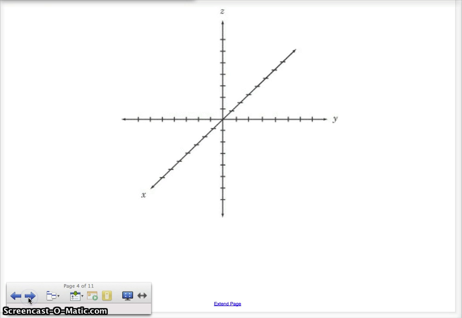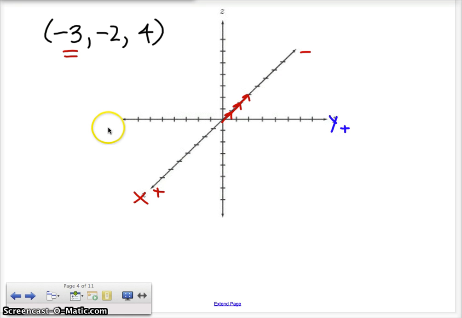Okay, let's do an example. Let's plot the point -3, -2, 4. This one's done for you on your sheet, so look up here and see if you can figure out how it happens. The first part we're plotting is the -3. Now we just said for the x-axis, positive is toward, negative is away. So we need to go back 3 spots. There's our x is -3. Then the y. For y, positive is to the right, negative is to the left. We have to go -2.